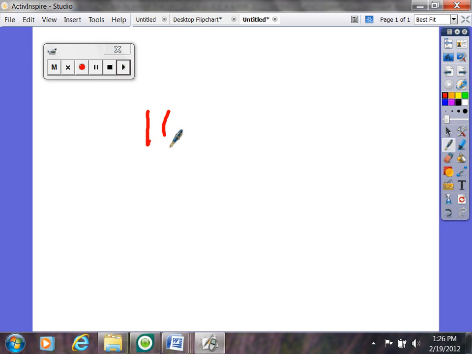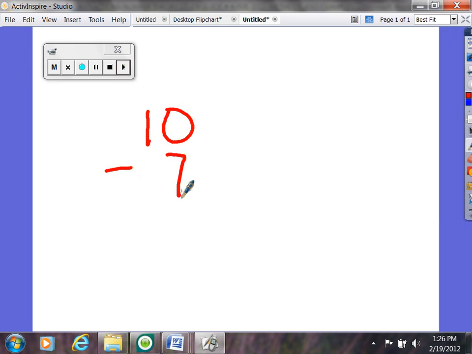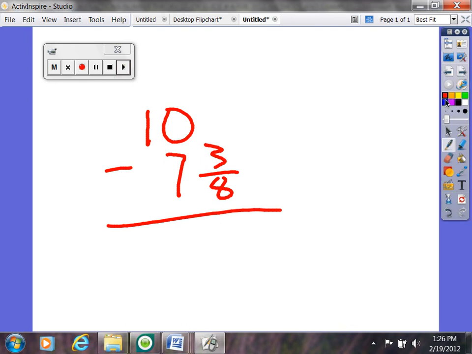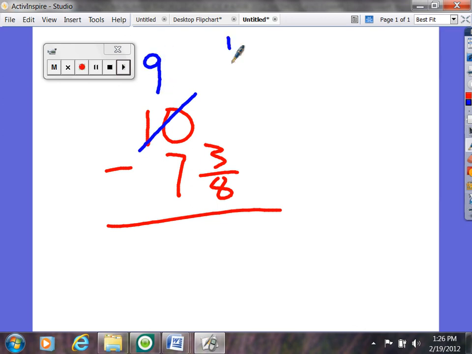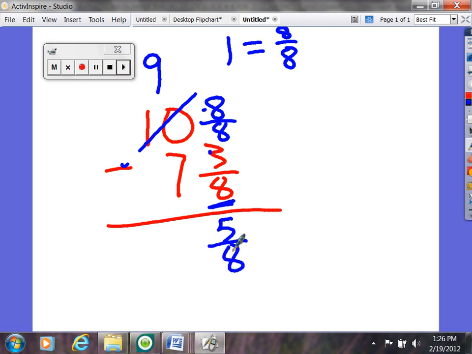All right, so let me do one more quick one of those. I've got 10 minus 7 3/8. Okay? I can't take 3/8 from nothing. So I bring over a whole, but I have to change that whole to whatever I have here. I have eighths here, so that one whole becomes 8/8. Okay, now I can subtract. 8 minus 3 is 5/8. 9 minus 7 is 2.